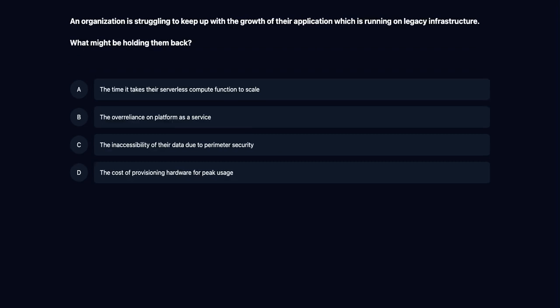An organization is struggling to keep up with the growth of their application, which is running on legacy infrastructure. What might be holding them back? A. The time it takes their serverless compute function to scale. B. The over-reliance on platform as a service. C. The inaccessibility of their data due to perimeter security. D. The cost of provisioning hardware for peak usage.